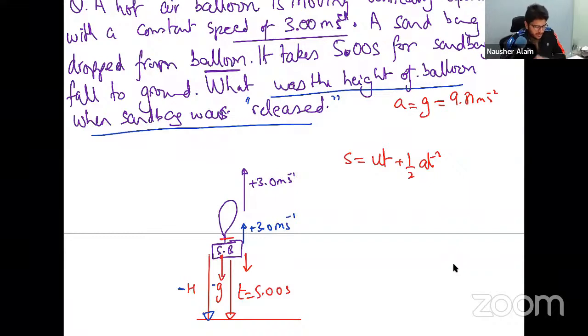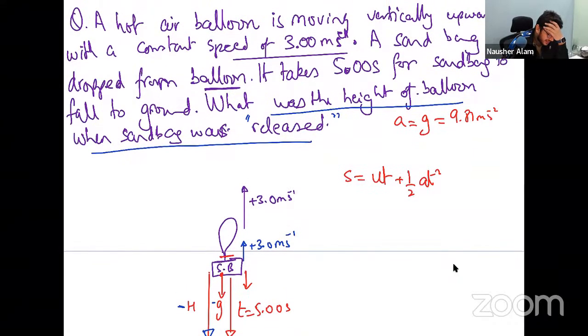Now the question becomes, जो सबके ज़हन में है, that somebody said, and I read this, that it starts from rest. No, it does not start from rest. Your sandbag is moving with your hot air balloon at this speed. So अगर हॉट एयर बलून ऊपर जा रहा है 3 मीटर पर सेकंड की स्पीड से, तो सैंड बैग भी ऊपर जा रहा है 3 मीटर पर सेकंड की स्पीड से, because they are connected.